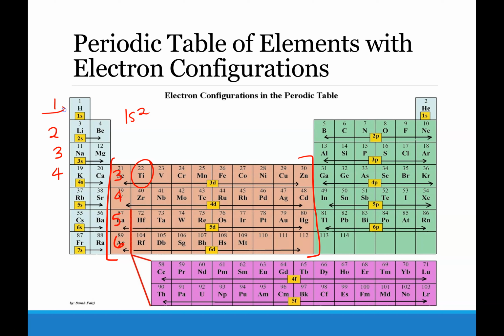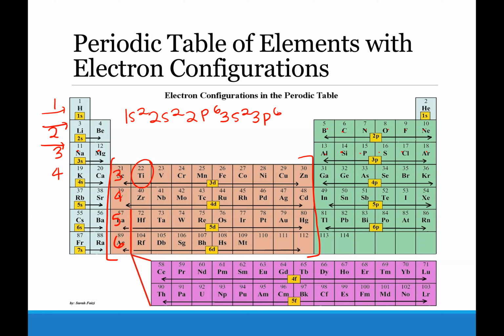1s2, so that handles this row. Now we go on to the second one. 2s2. We jump over here to the P block. So this is going to be 2p, 1, 2, 3, 4, 5, 6. Now we go on down to the third row. 3s, 1, 2. Keep going over. 3p, 1, 2, 3, 4, 5, 6.